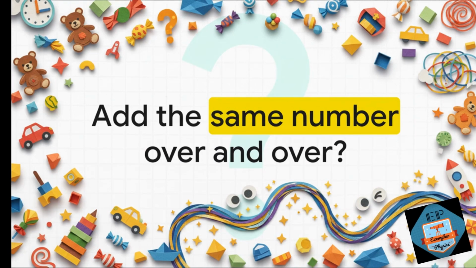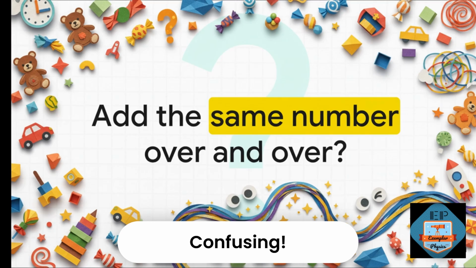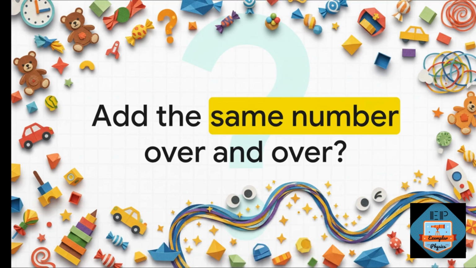But before we even think about decorating, let me ask you a really important question. Go ahead and lean in close for this one. What happens when you add the exact same number over and over and over again? Does it take a super long time? Does it get kind of confusing? Or is there a secret magical shortcut that can help us count hundreds of toys and treats in the blink of an eye?